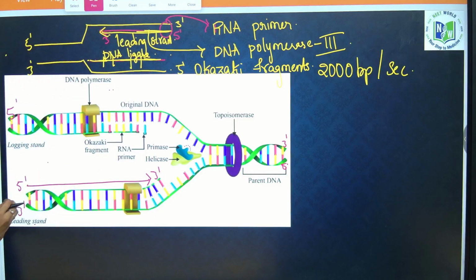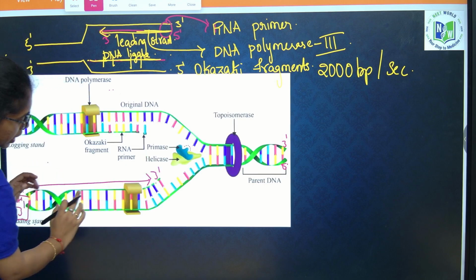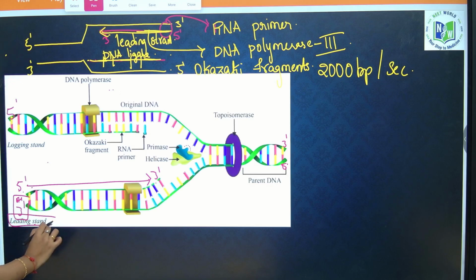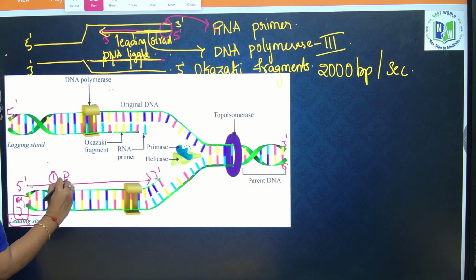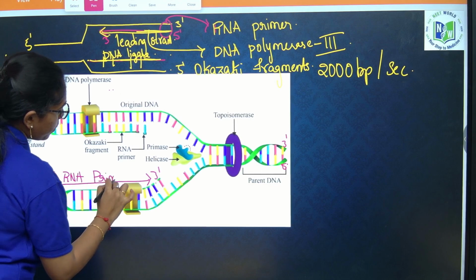Yes. So it is synthesized from 5 prime to 3 prime, identifying the OH group at 3 prime region, wherein the synthesis is from 5 prime to 3 prime and it is towards the replication fork. This is called as what? Leading strand. It requires only one RNA primer.